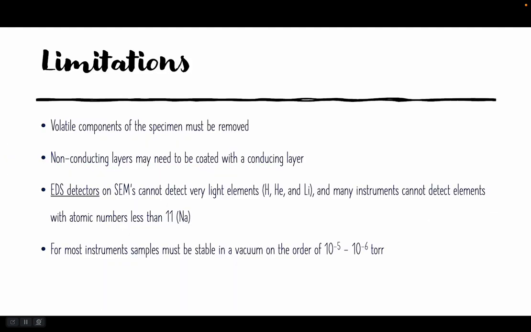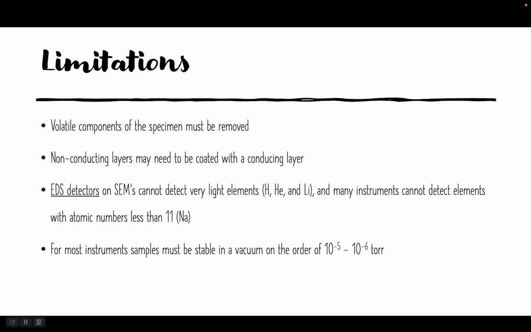Let's talk about some of the limitations of SEM. Many specimens can be brought into the chamber without preparation of any kind. If the specimen contains any volatile components such as water, they must be removed by a drying process before they can be used in a high vacuum system. Non-conducting specimens will accumulate charge under electron bombardment and may need to be coated with a conducting layer. It can be examined without a conductive coating only if the instrument is capable of operating in low vacuum.